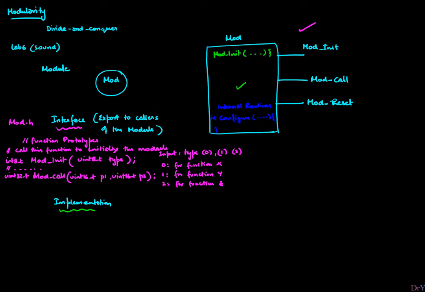Again, I'm not going to write everything, but somewhere here you might call configure. And configure is your own routine, but you're not exporting it to the outside world. Configure might be called with some inputs. Maybe you're passing that type to it, and it does a bunch of configuration steps, but you don't want others to call that function directly. You want them only to call mod init.